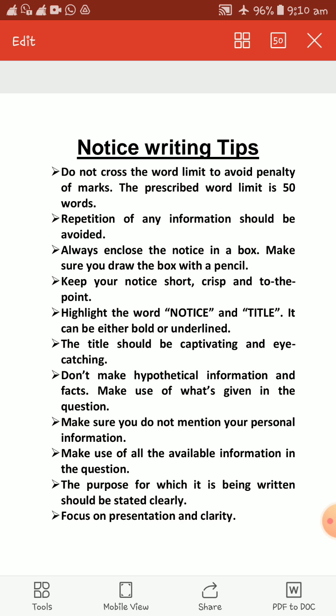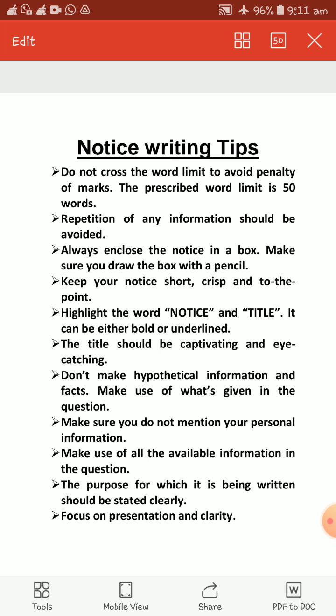Number one, do not cross the word limit. The word limit is 50 words. You should write within 50 words. So, see the first important strategy or writing tip: do not cross the word limit, to avoid penalty of marks. The prescribed word limit related with notice writing is 50 words.